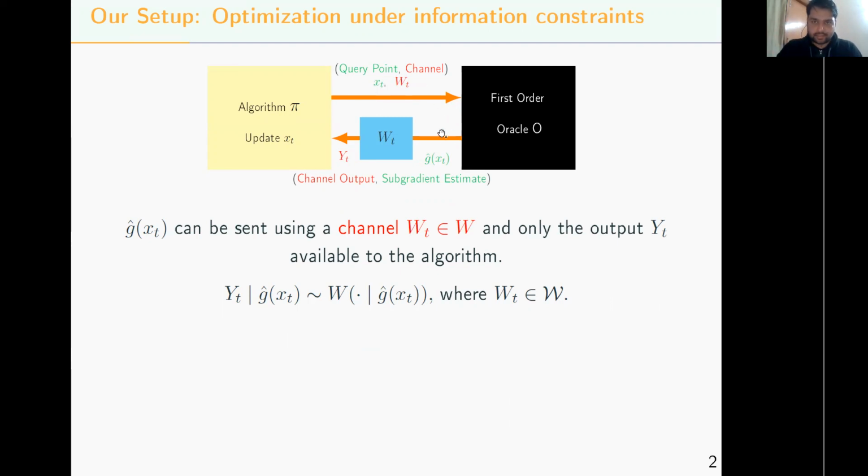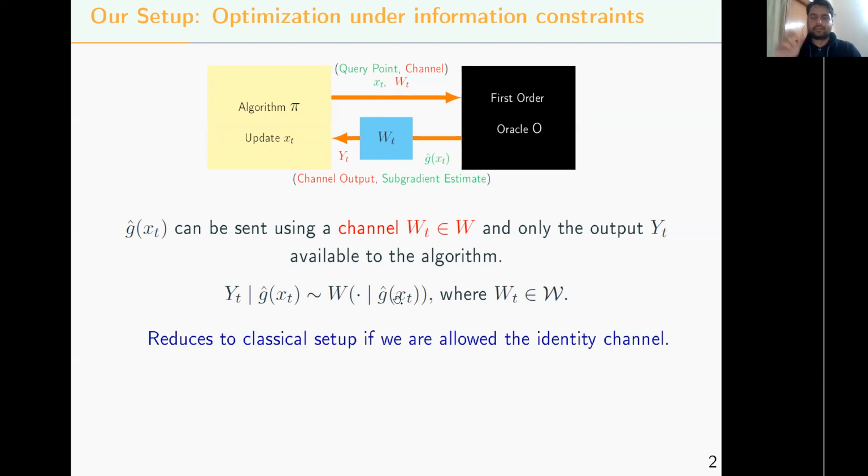The oracle outputs the subgradient estimate g hat xt. But now this subgradient estimate is not directly available to the algorithm. It passes through the channel wt, and only the output of the channel is available to the algorithm. So the output y, we get to choose the distribution with which the output y will be generated given the input g hat xt, but we don't get to see g hat xt. Of course, this reduces to the classical setup if you're allowed the identity channel.